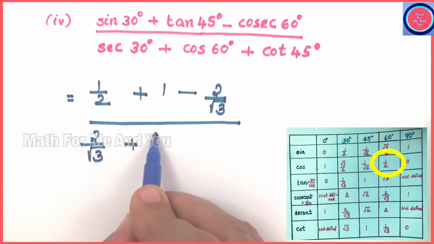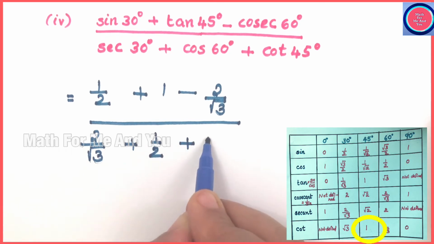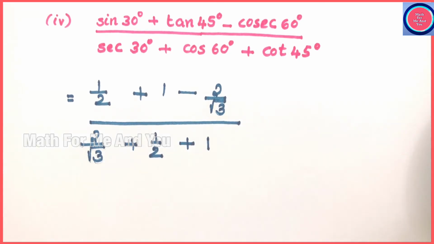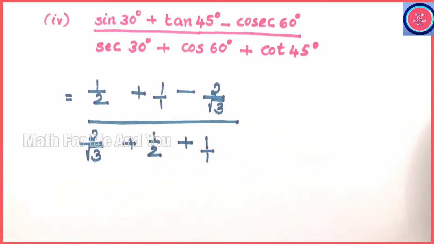So we write here plus 1 by 2 plus cot 45 is equal to 1. When we look at the numerator, 1 by 2 and 2 by 3 are fractions. So the middle term 1 we are writing as 1 by 1, so that it becomes a fraction. Also the denominator 1 we change as 1 by 1.